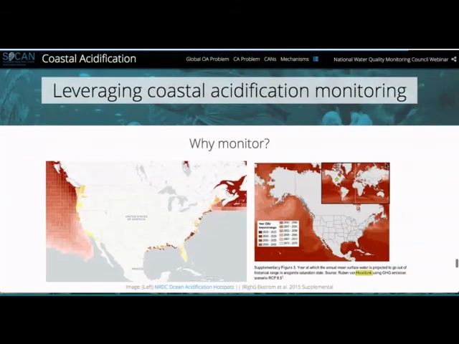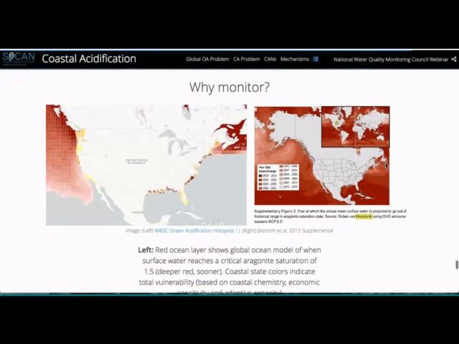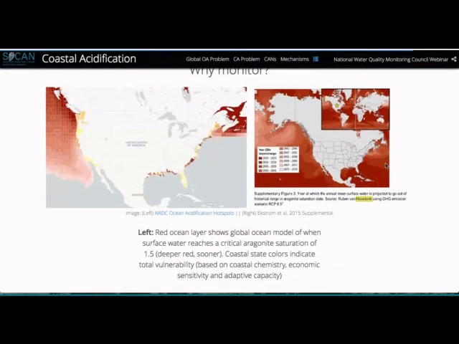Just to kind of bring our head back around to highlight why it's so important to monitor in the coastal zone. Just taking a look at this map on the left here. And I guess, the why monitoring question, obviously I'm preaching to the choir with this crowd. But I wanted to highlight this idea of these global ocean models. So what this red color is showing, with deeper reds being a sooner time to low aragonite saturation state. So the darker it is, the closer the time scale to reaching about 1.5, which is when they see decreases in hatchery outputs and effects to some shellfish.